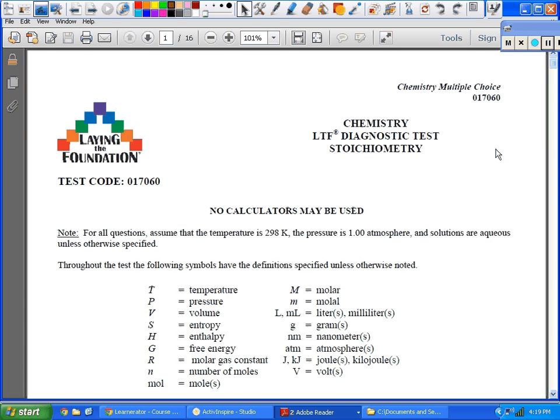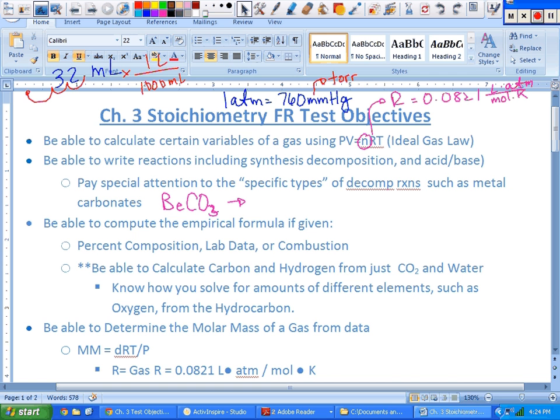Again, special type of reactions such as metal carbonates. Does anybody remember what this will decompose into? It's going to be a metal oxide. Very good, Bryce. Metal oxide, plus CO2. In this example, what would your metal oxide be? Very good. Why BeO? First of all, beryllium's your metal, and it's the +2 and -2. So that would be your answer.